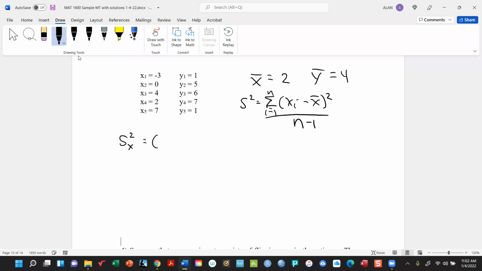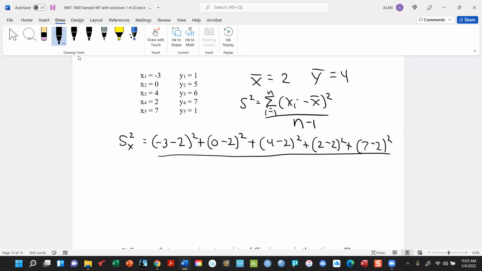We have to keep them separate from each other. So let's run through them. Here I'm just focusing on the x's only. Go through them one at a time, and in each case I'm subtracting x bar, and then I have to square them. And again, in the denominator, divide by not n, but n minus 1.